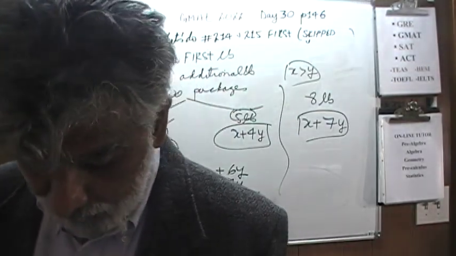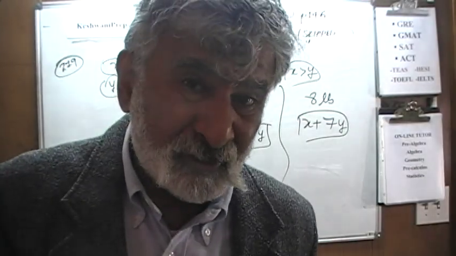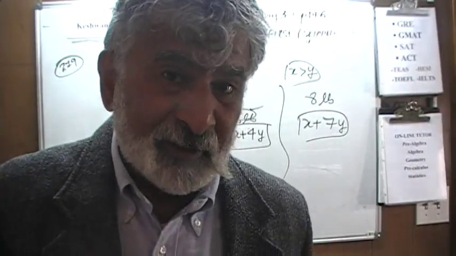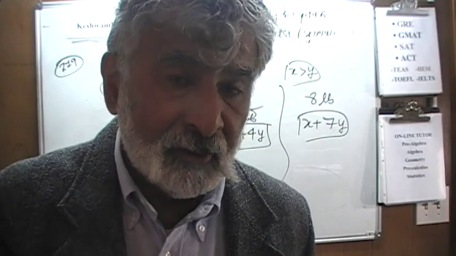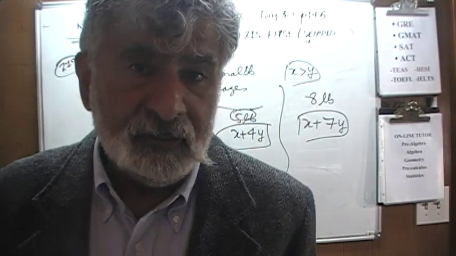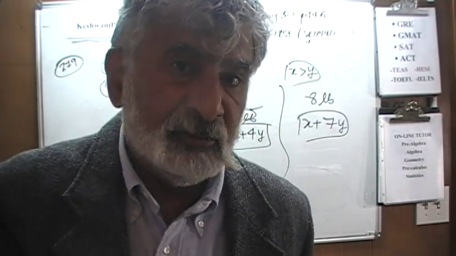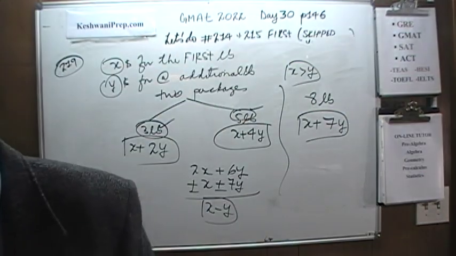That's all it is. Obviously we're going to save X minus Y dollars, because X is what it costs for the first pound. If we ship separately, the second package pays X for its first pound; if we ship it together with the first package, the first pound of the second package is only going to cost us Y dollars. So we're going to save X minus Y dollars. Number 220.